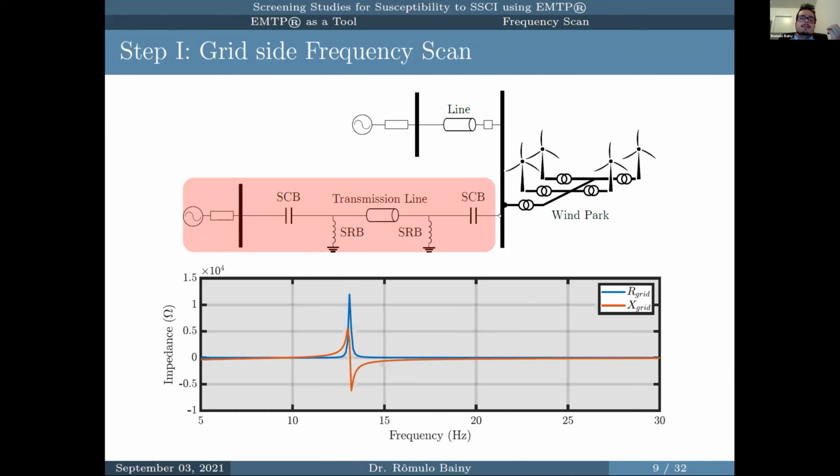Starting with step 1, our grid side frequency scan. This is a linear scan, simple to do. Basically we isolate the portion of the system that we are interested in, which is the situation where we have the wind park readily connected in case this line opens. In the curves that we got for our impedance, blue is the R grid, and the red one is X grid. We have this resonance point here, and we have a few other resonance points as well.